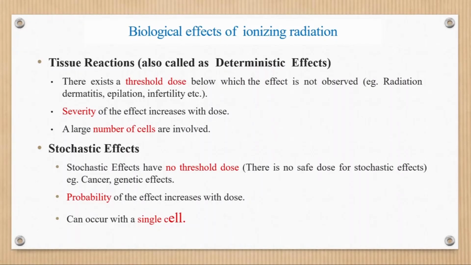So stochastic effect has no threshold dose, because according to stochastic effect there is no safe dose, and the probability of the effect increases with dose increase and can occur with a single cell also. So if a single cell is mutated, there is a probability of cancer, which does not happen in case of deterministic effects.